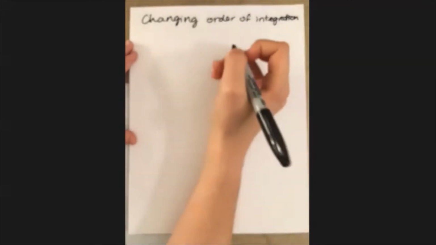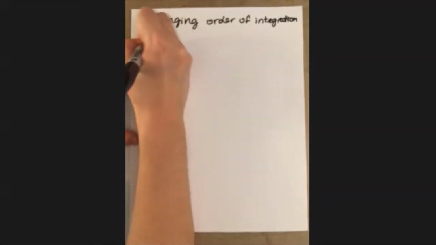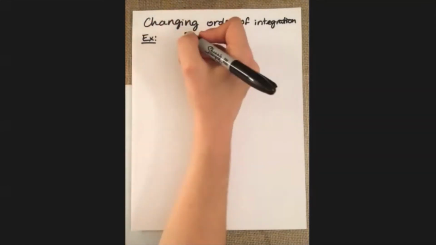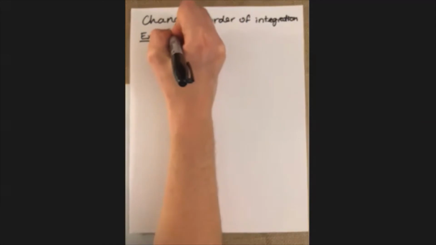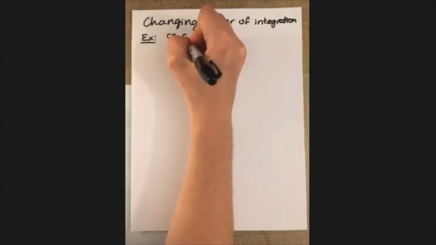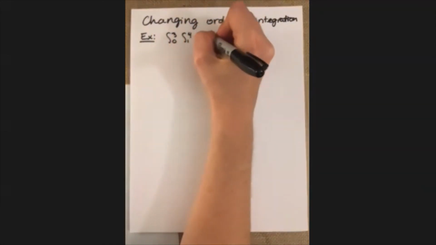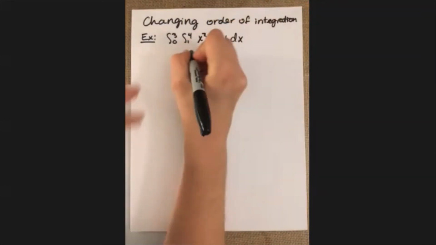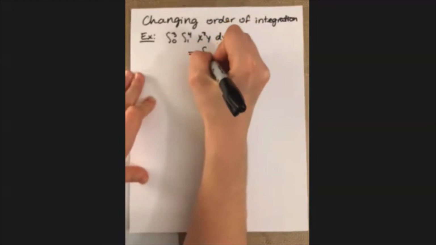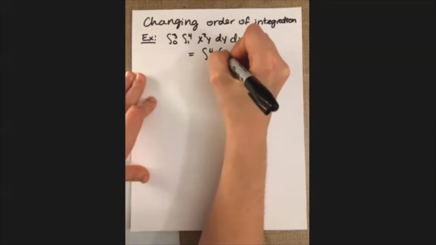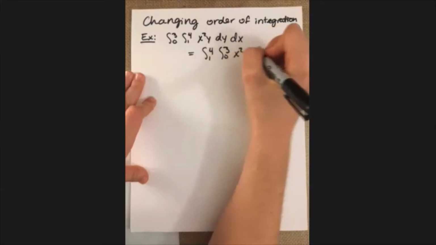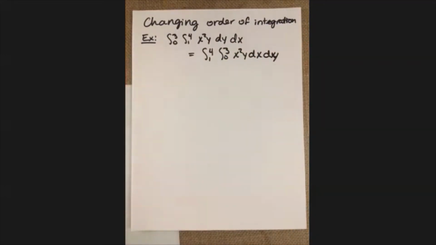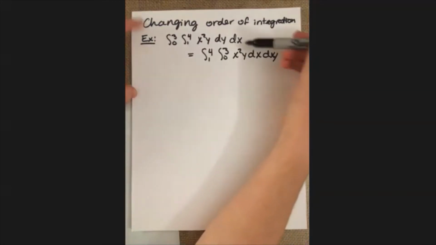Changing order of integration just means that we are able to interchange which order we take the integrals in. So for example, if we're doing the integral from say 0 to 3 and the integral from 1 to 4 of x squared y dy dx, this would be the same thing as taking the integral from 1 to 4, integral from 0 to 3, x squared y dx dy. Oops, y.